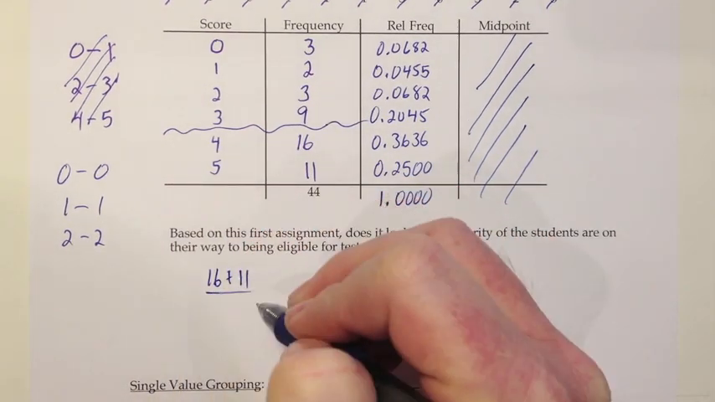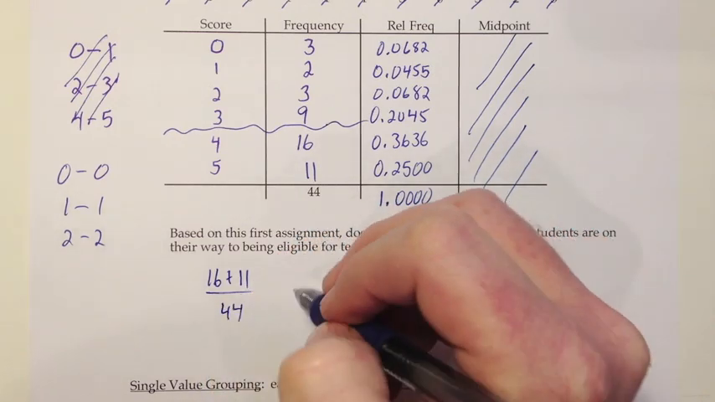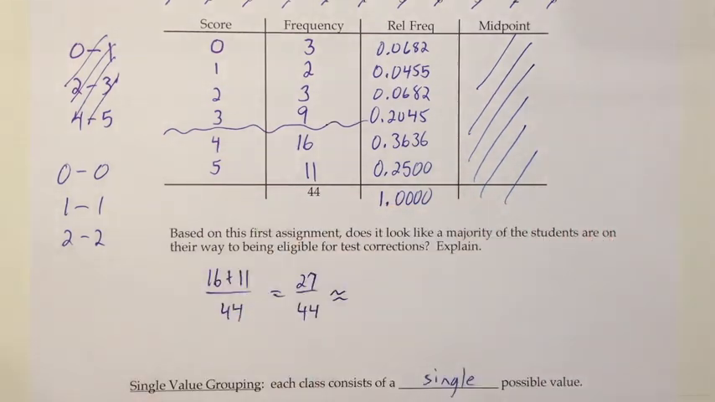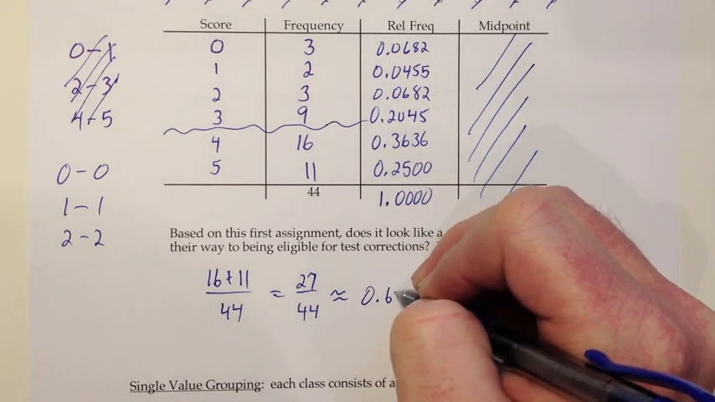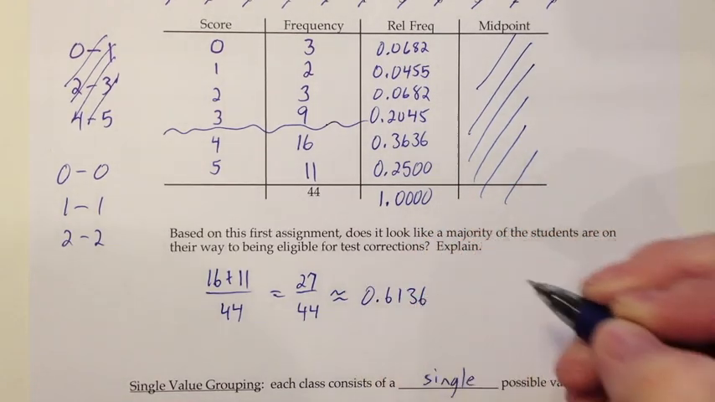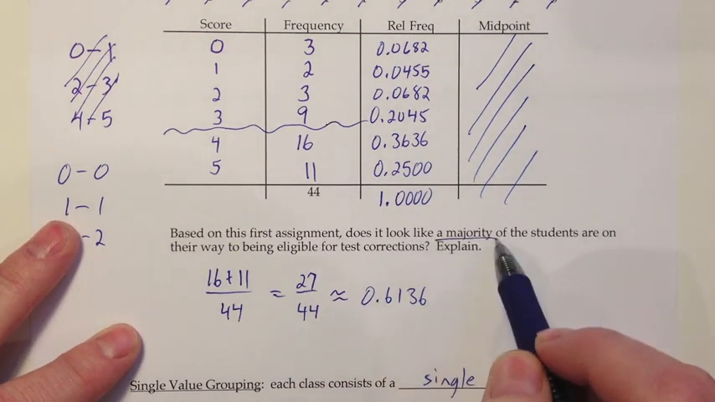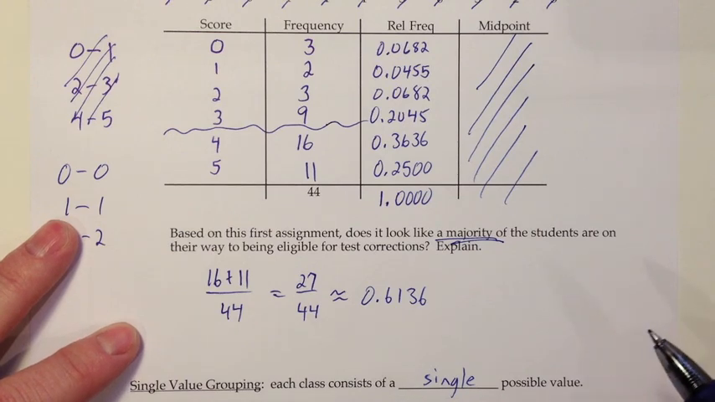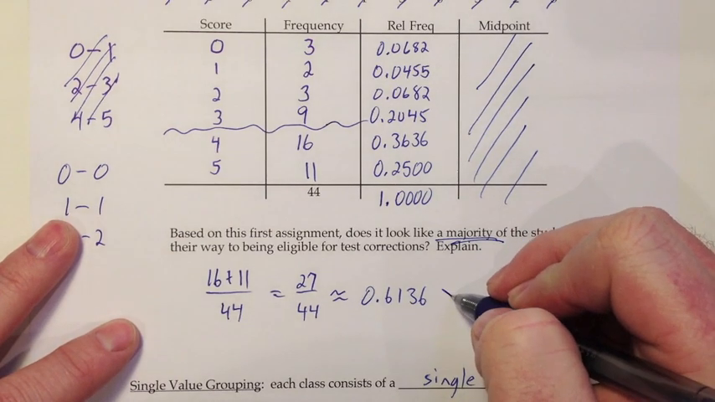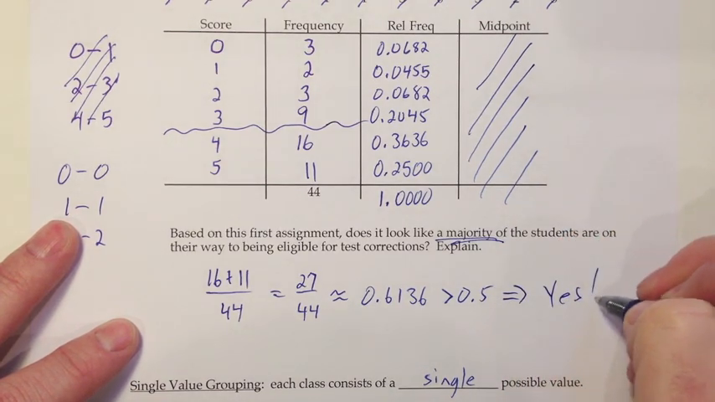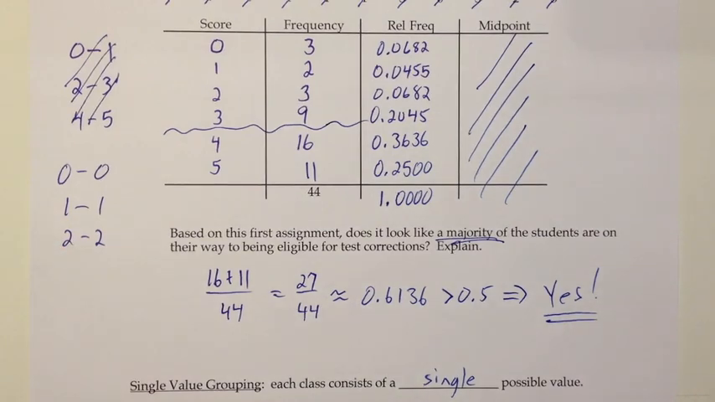And then I want to think of that as a fraction, so out of 44. And so that's 27 out of 44. And I'll go to a decimal on that on the calculator. Just do that off to the side. I get 0.6136. And they didn't actually ask for a percentage. They asked, does it look like a majority? So a majority is greater than 50% or greater than 0.5. This is greater than 0.5. And that implies that the answer to this question would be yes, it does look like a majority of the students are on their way to being eligible for test corrections.